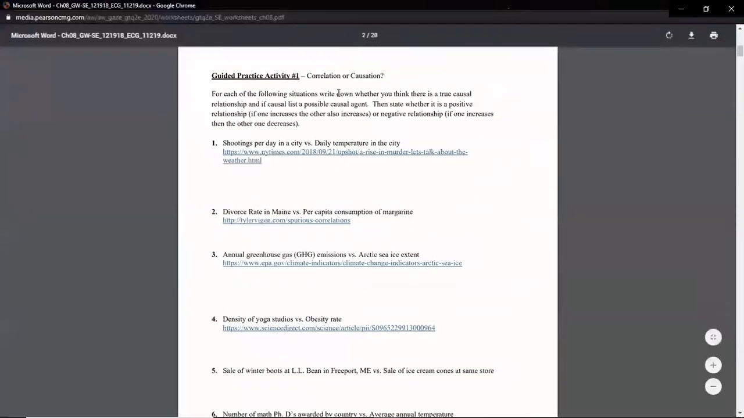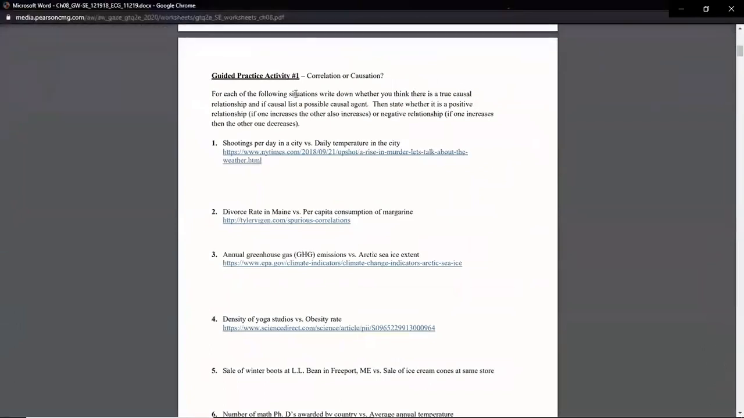So this page, for each of the following situations, write down whether you think there's a true causal relationship, or if there's just correlation, or if it's what we call spurious, which would mean no real relation at all. It's a coincidence. So shootings per day in a city versus the daily temperature in a city. And they go on to say that this is a possible causal relationship based on the data. Basically they say heat might make people irritable and cause shootings. So check out that information, see if you can maybe make that association.